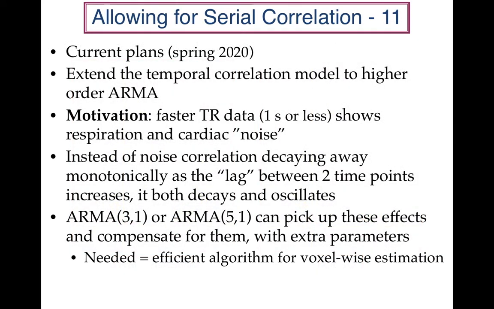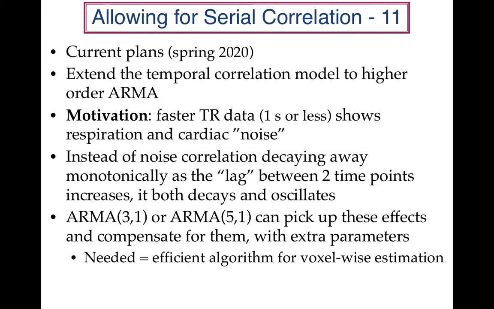In the near future, I hope, to extend the temporal correlation model to higher order ARMA models with more parameters. The reason for this is that when people start gathering faster data, which is happening more with more advanced imaging systems, with TRs of a second or less, you can see the respiration cycles, especially in areas that border CSF, and you can see cardiac noise. And remember, most gray matter is relatively close to CSF.